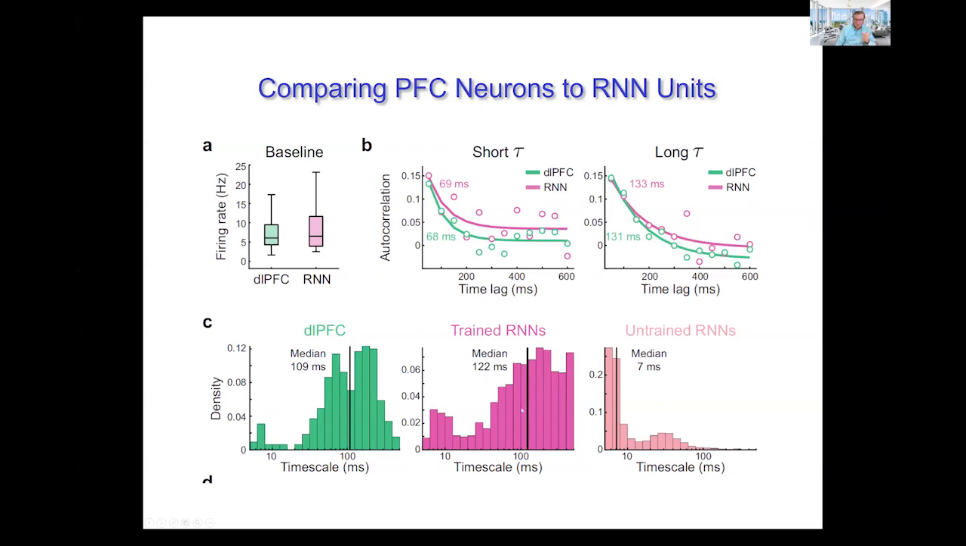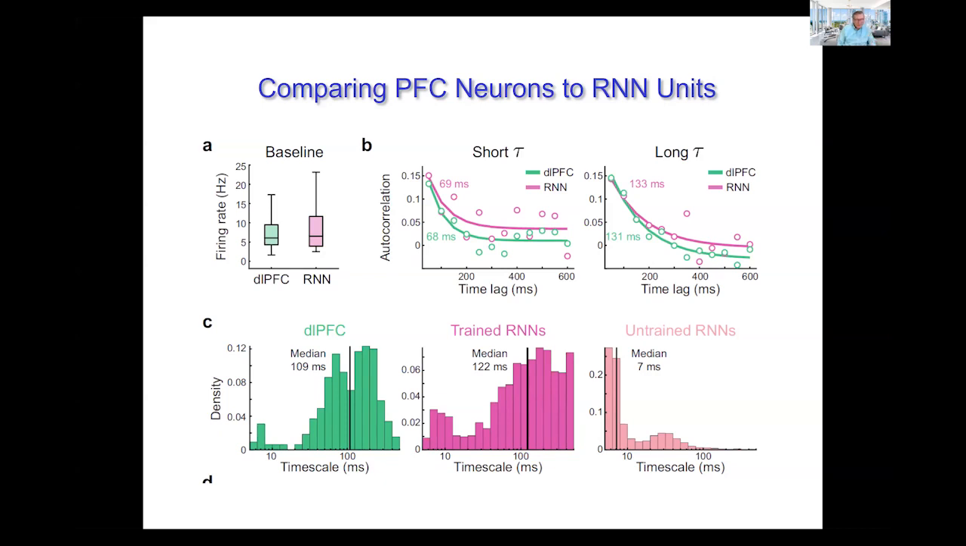You can see the distribution looks very similar, very different from the untrained recurrent network, which has primarily the smaller time constants. But you can see that for the two groups, the recurrent neural network has time constants that match the recorded data, and also the firing rates match the recorded data. So we think we're off to a good start here in terms of matching the data and trying to understand how to interpret the recordings.